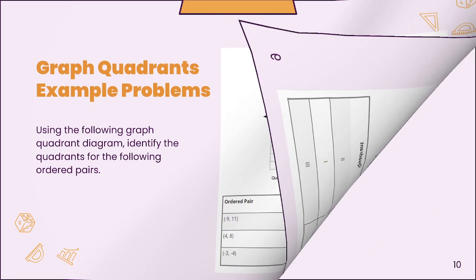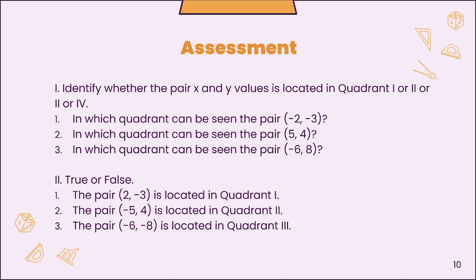So we have the assessment. First, we have to identify whether the pair of x and y values is located in quadrant 1, 2, 3, or 4. First, in which quadrant can the pair -2 and -3 be seen? Second, which quadrant can the pair 5 and 4 be seen? And third, in which quadrant can the pair -6 and 8 be seen?